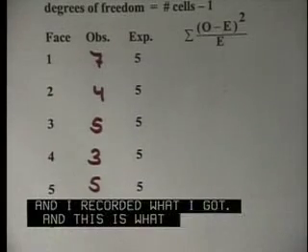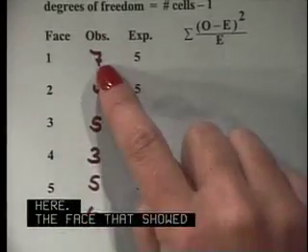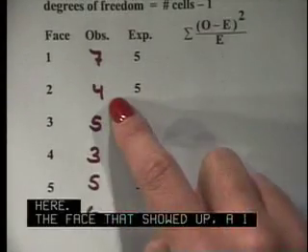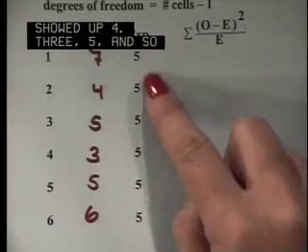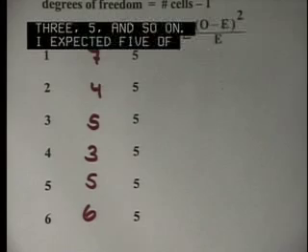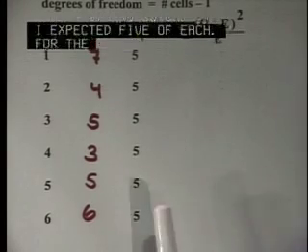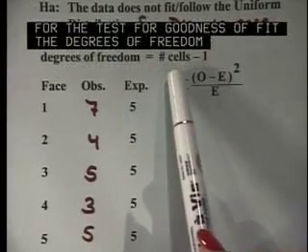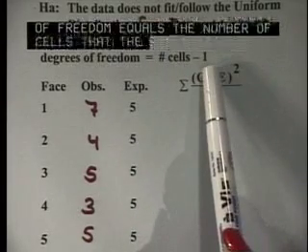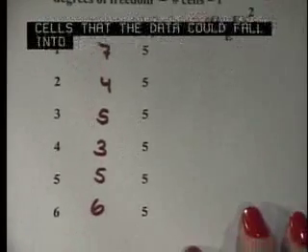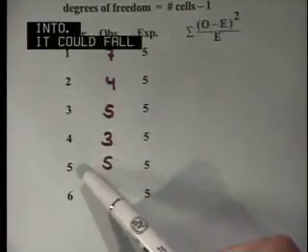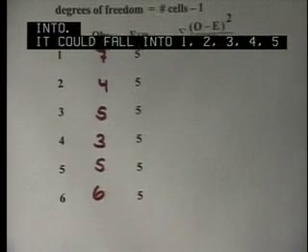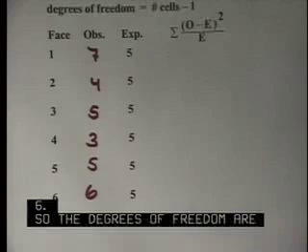The face that showed up, a 1, showed up 7 times. A 2 showed up 4, 3, 5, and so on. I expected 5 of each. For the test for goodness of fit, the degrees of freedom equals the number of cells that the data could fall into minus 1. In this case, we have 6 cells that the data could fall into: 1, 2, 3, 4, 5, 6. So the degrees of freedom are equal to 6 minus 1, or 5.